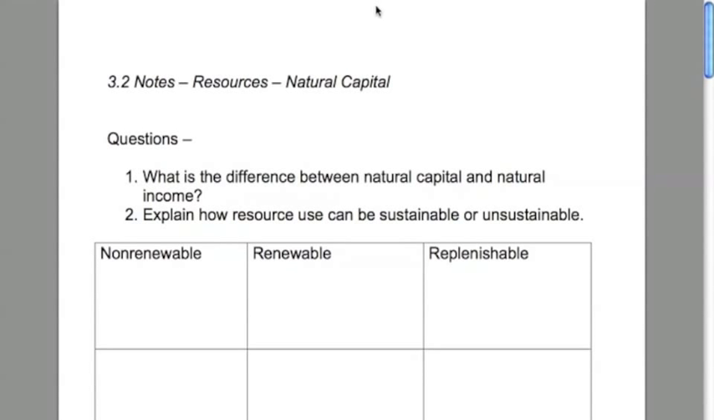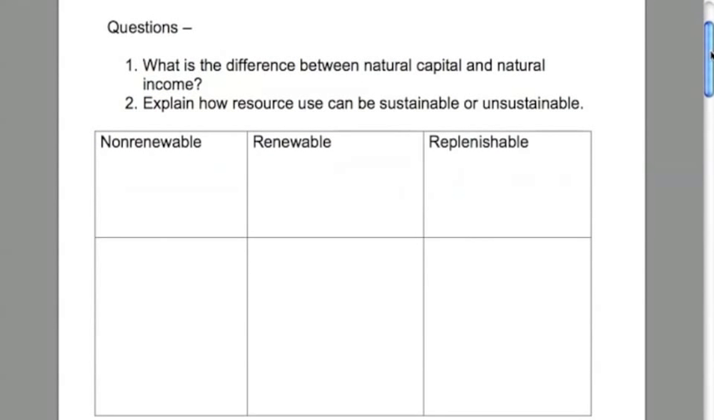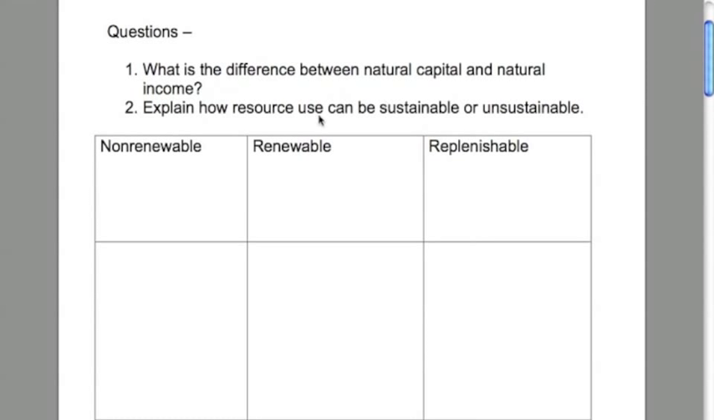So as we look at this today, some of these terms, specifically terms like capital, income, renewable, non-renewable, and replenishable are going to sound familiar, but they might be used in a slightly different context. So be sure to pay careful attention to the differences from what you traditionally might think of their usage.